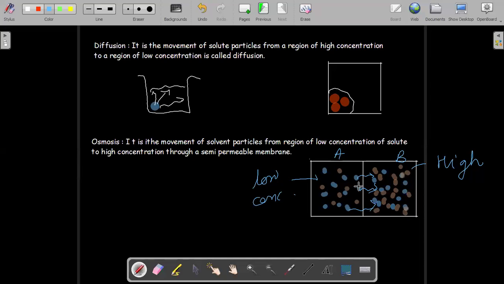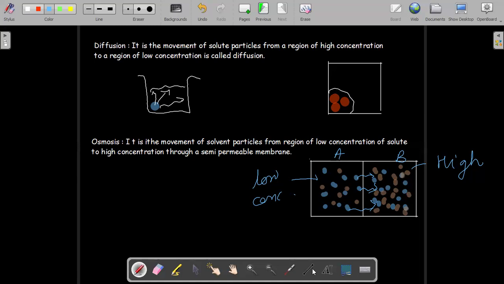Is this understood by everyone? If from side A some particles start moving to side B, which particles are moving? The particles of water are moving. So if the particles of water move from side A to side B, the concentration of solute particles on side A will increase, and the concentration of solute particles on side B will decrease, and hence the concentration gradient that was there will be removed. The two solutions would become of the same concentration. This phenomenon is called osmosis.